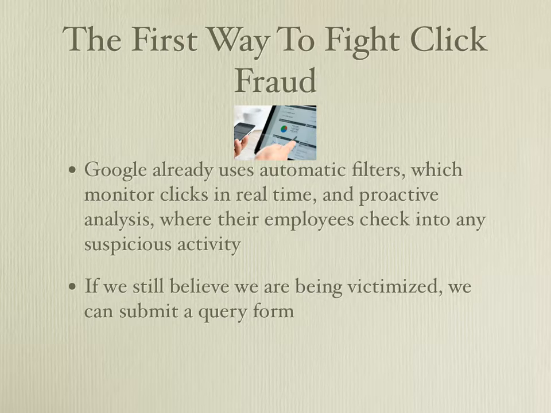Now, the first way to fight click fraud is to stick with what we're doing, which is using what Google has in place already. Google uses automated filters, which monitor the clicks in real time, and then have their employees do proactive analysis on these filters to find out if there's any suspicious activity going on. If they find suspicious activity, they'll look into it and possibly block an IP address or find a way to help us prevent this. If they don't find anything and we still believe we're being victimized, we can submit a query form to Google, and they will then look into it even further and see if they can find any kind of fraud on our account. This way is good, but however, it has not worked for us so far, and we're still having problems. So we need to look for other solutions.